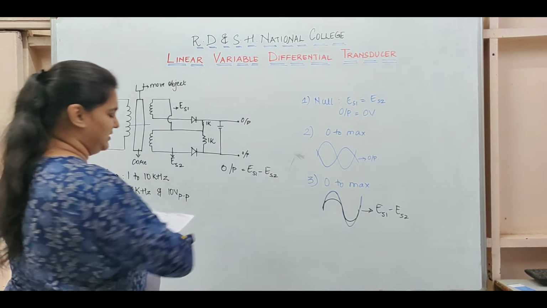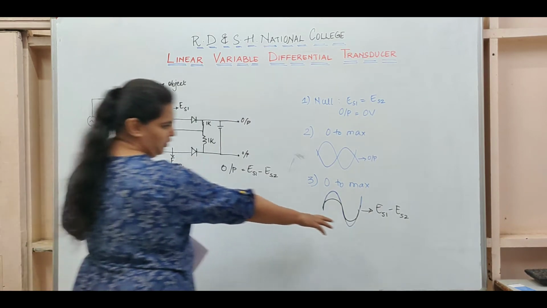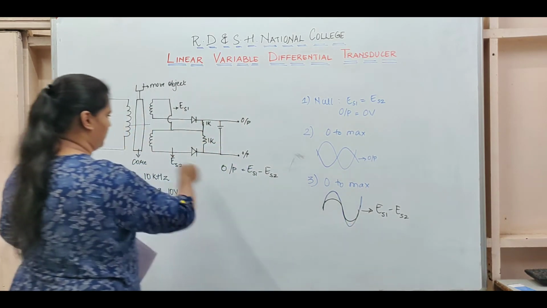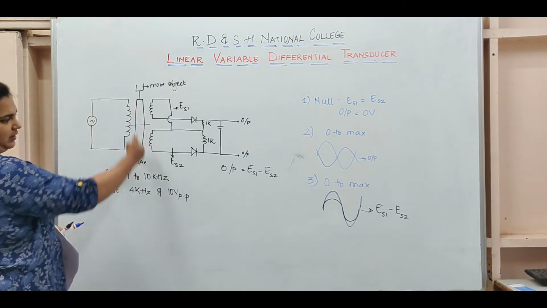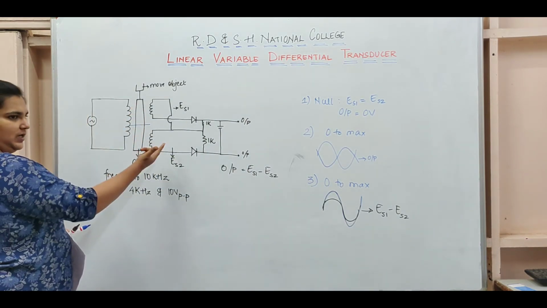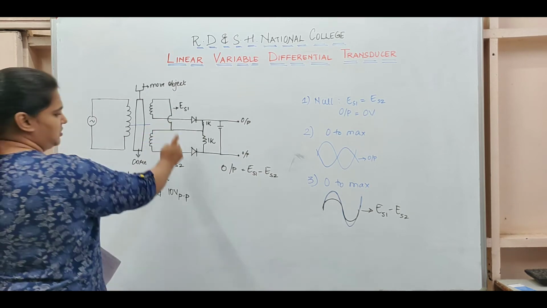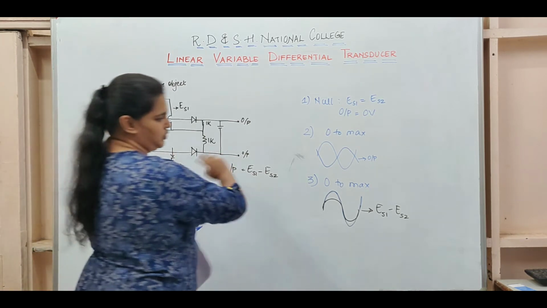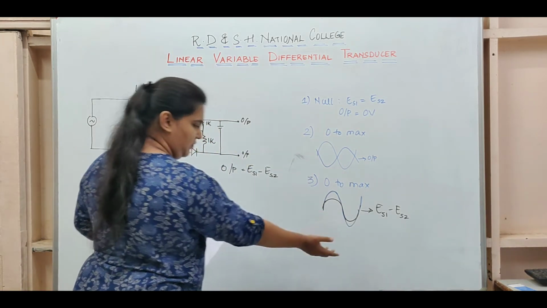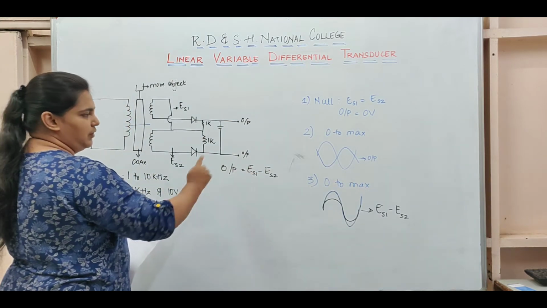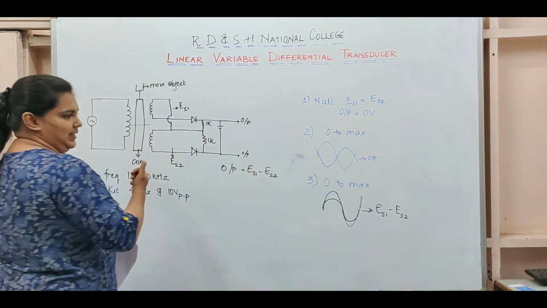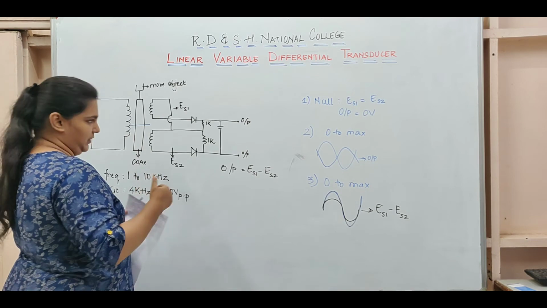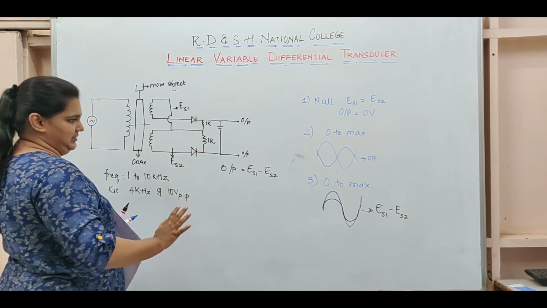So as we can see, the magnitude of the output voltage is proportional to the distance moved, because according to the distance, the mutual inductance changes, which changes the values of ES1 and ES2, which in turn gives us out of phase or in phase waveforms from 0 to max on both the ends. Now this is AC analysis.